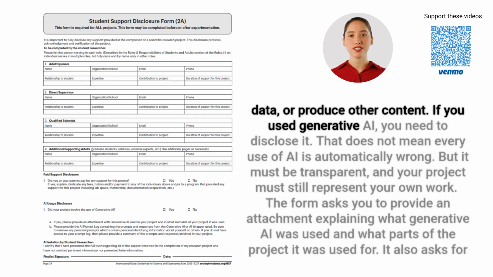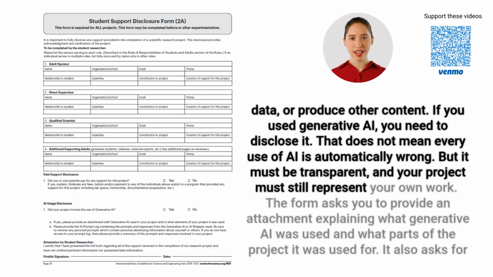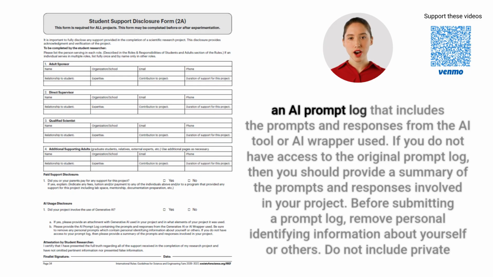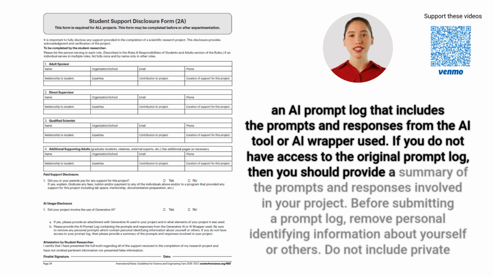If you use generative AI, you need to disclose it. That does not mean every use of AI is automatically wrong, but it must be transparent, and your project must still represent your own work. The form asks you to provide an attachment explaining what generative AI was used and what parts of the project it was used for. It also asks for an AI prompt log that includes the prompts and responses from the AI tool or AI wrapper used. If you do not have access to the original prompt log, then you should provide a summary of the prompts and responses involved in your project.